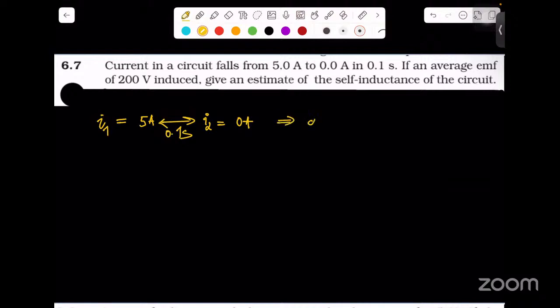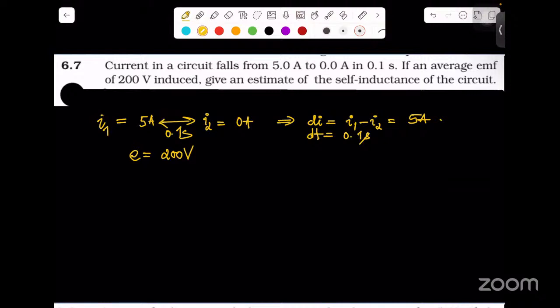So the change in current is I1 minus I2, which is 5 amperes. And the time taken for the change is 0.1 seconds. And the average EMF induced is given as 200 volts.